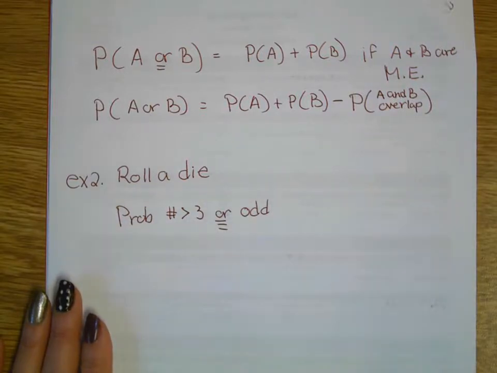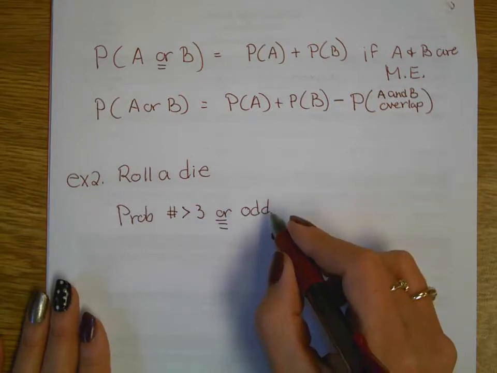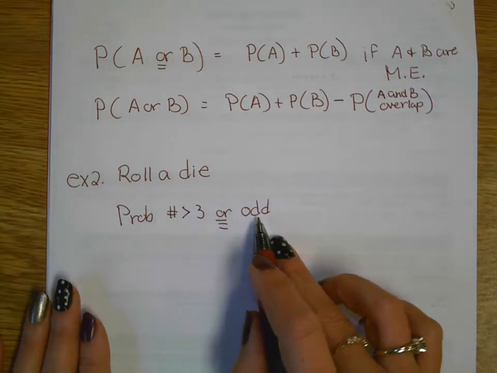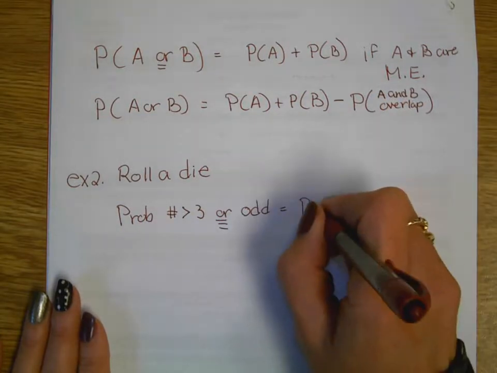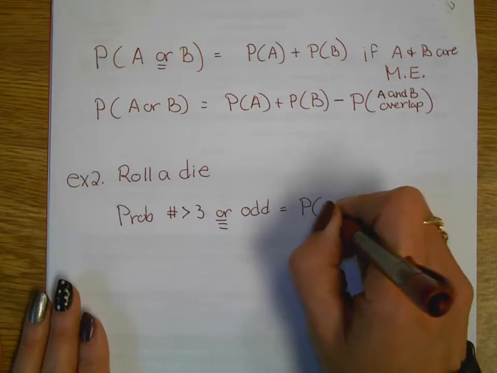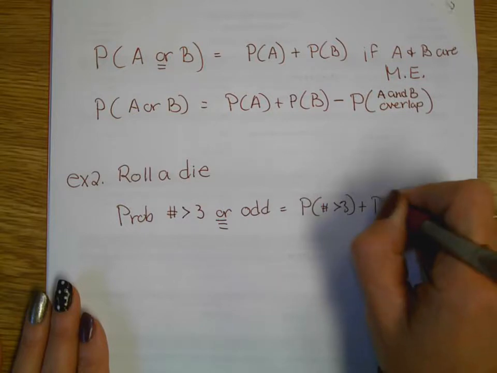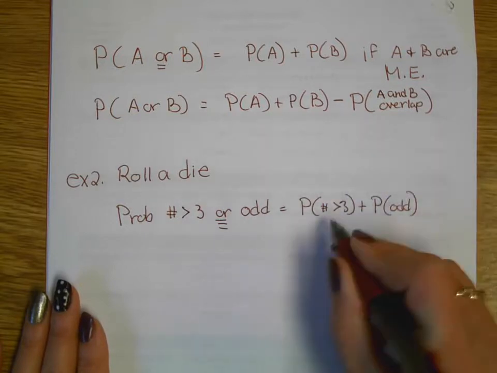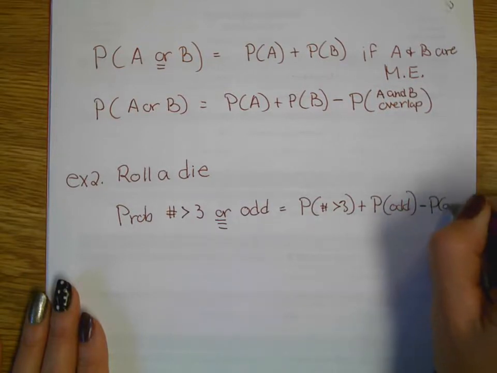Or means we're going to add those two events together. So, are these mutually exclusive? Are numbers greater than 3 exclusive of the odds? No, there's going to be overlap. So, I want to find the probability that a number is greater than 3, and I'm going to add to that the probability that it's an odd, and I know there's going to be double counts here, overlap, so I'm going to subtract the overlap.